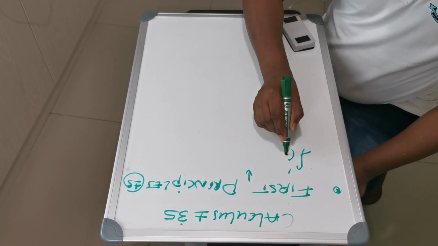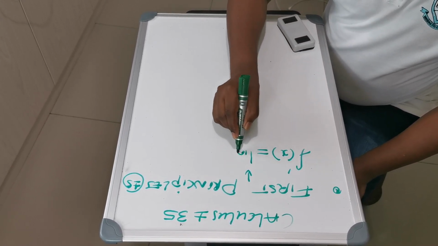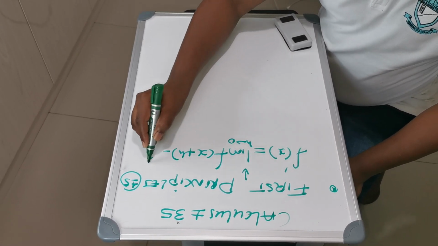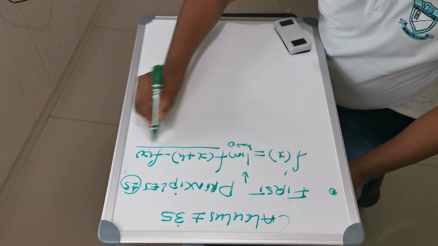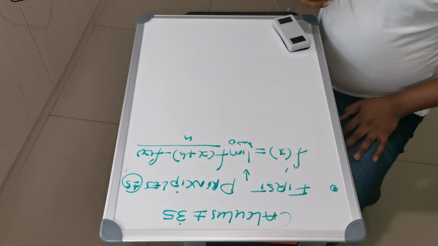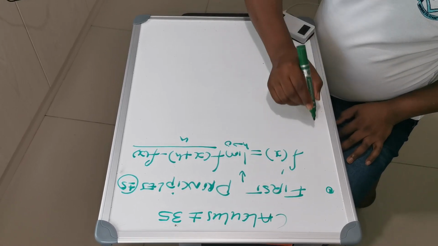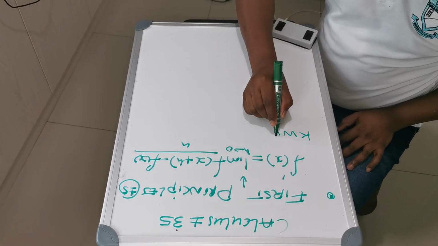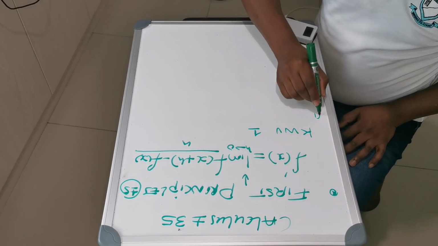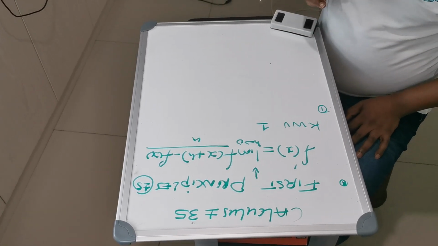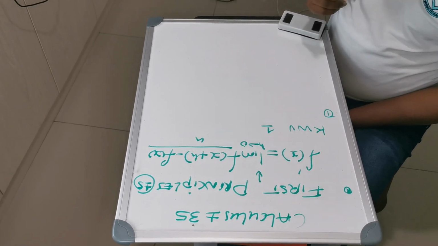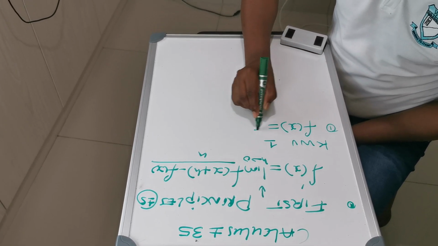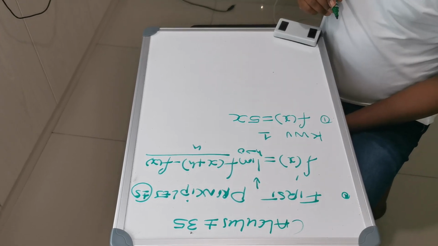The formula is f prime of x equals the limit as h approaches 0 of f of x plus h minus f of x, all over h. I'm saying you will be given this formula from the information sheet. Then let's look at one example. Okay, this is KWV1. The question will say derive from first principles the following. Let's say the first sum is given by f of x equals 5x.